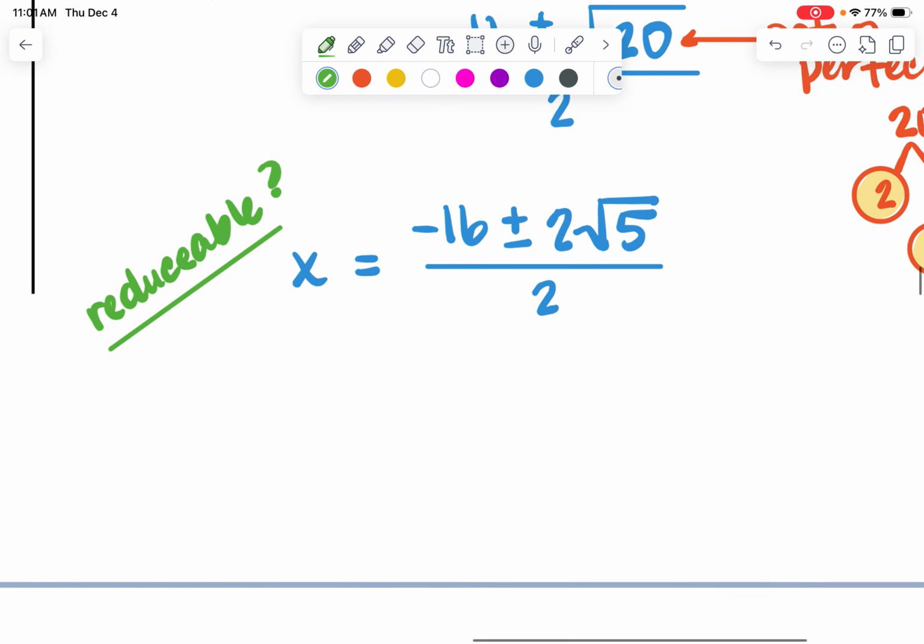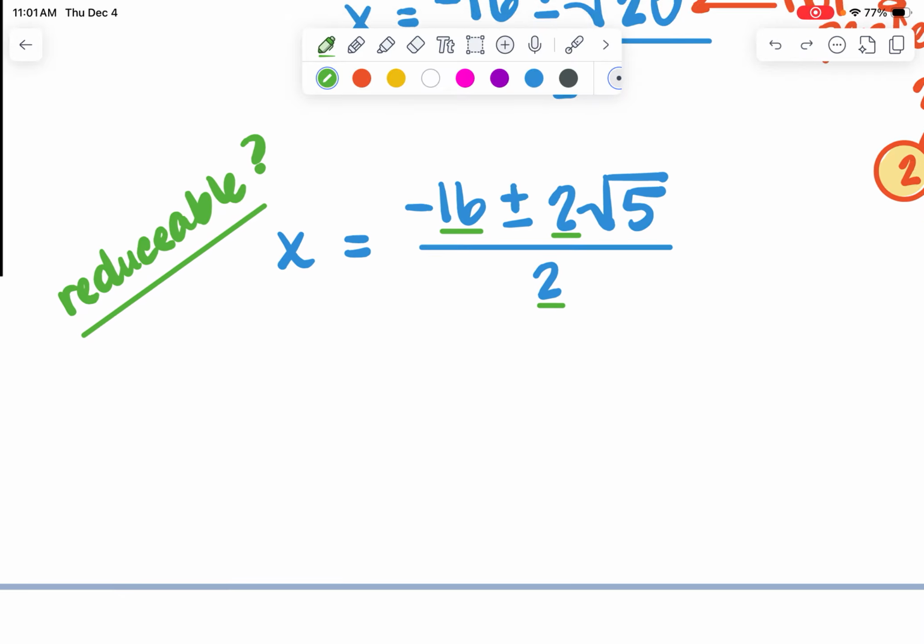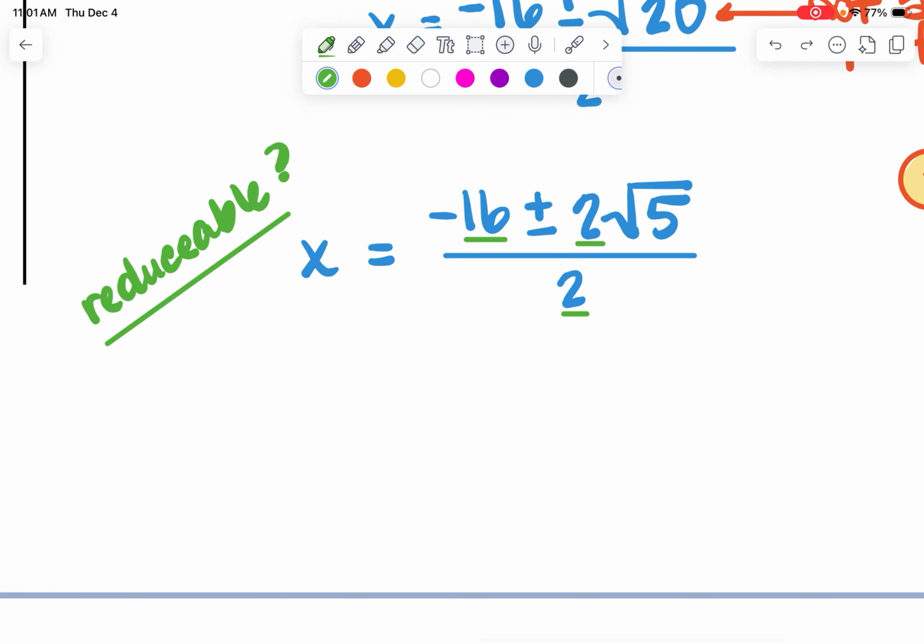And the only way this mess of a fraction can be reducible is if all 3 numbers that exist, I don't care about the radical. I can't touch numbers inside of radicals after they've been simplified. So I only care about the terms that are outside the square root. So the only way this guy is reducible is if I can divide all 3 numbers by the same value, right? If I can't, then I'm done, right?